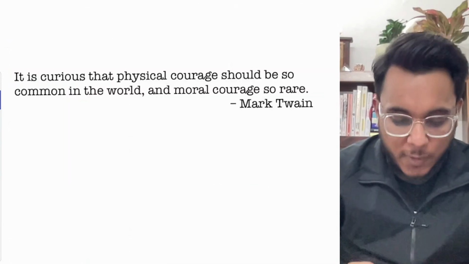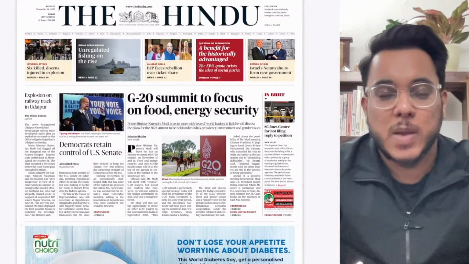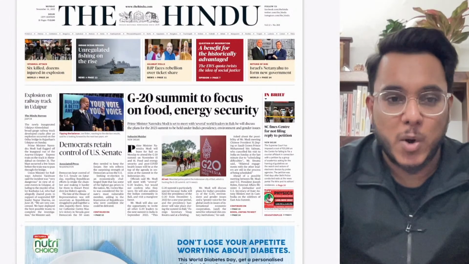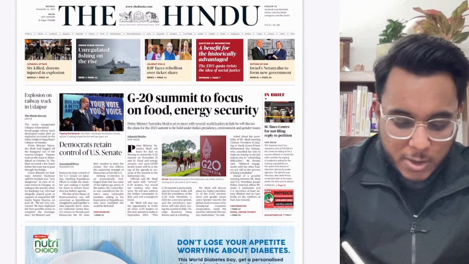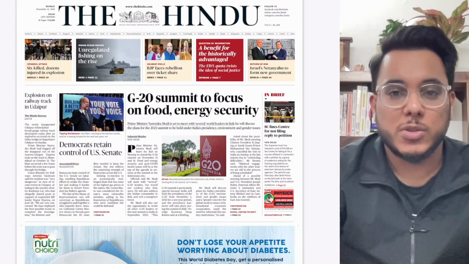Now, first of all, let's take the overview of the entire newspaper in order to understand which articles are important in today's newspaper. So we have here page number 1. The first article talks about Democrats retaining control of the US Senate.